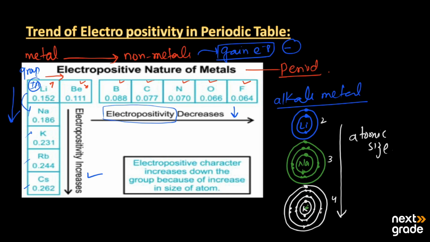This is the central nucleus, and this is the outermost shell. You can easily see that when we move from top to bottom, the distance between the nucleus and the valence shell increases as the atomic size increases. So the atom can lose electrons more easily because there is less force of attraction from the nucleus. So when we move from top to bottom, the electropositive character increases, simply because the size of an atom increases down the group.